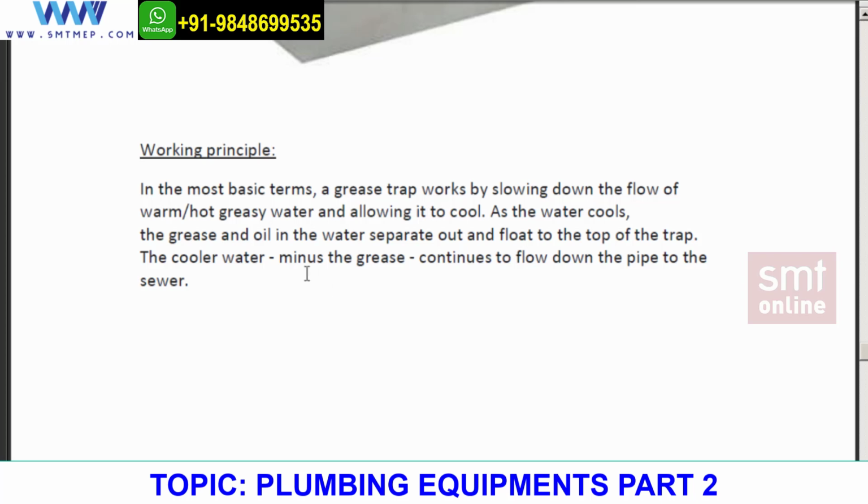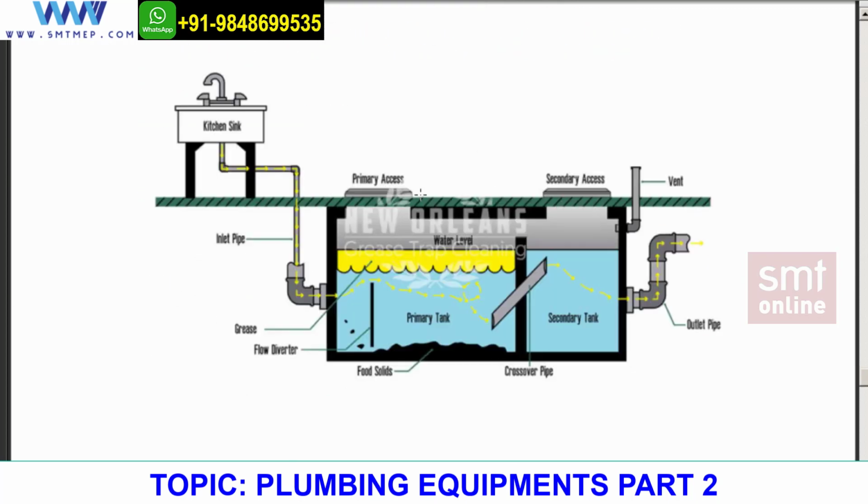That means now next is what? The flow which is at the outlet. It will go to the sewer line, or if you want to reuse it, as I said, it will go to the utility area for flushing purposes.